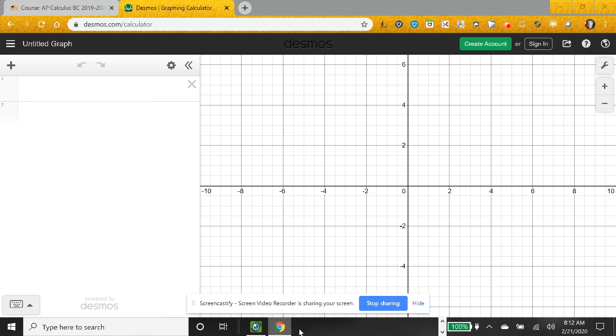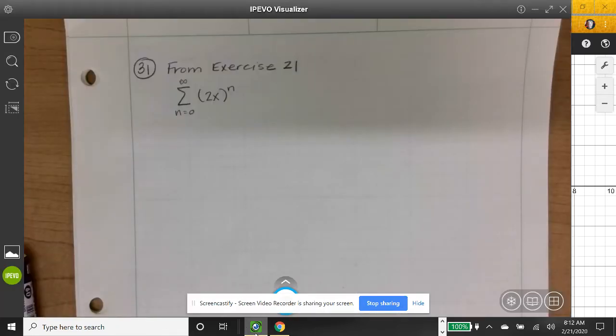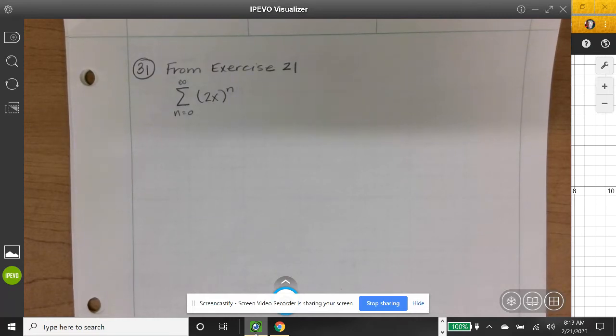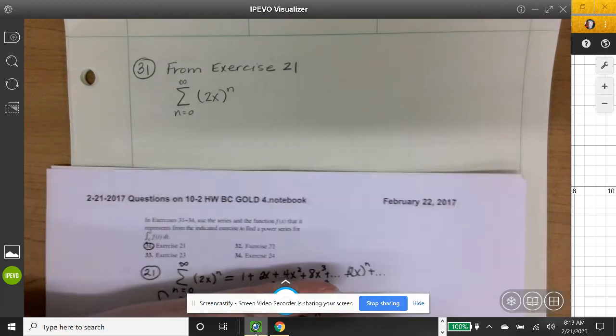Right, so we're going to go over some of the homework that was requested. The first problem from 10.1 was number 31, and they say to take the exercise from number 21 and use the function f of x that we get and use that series you found from exercise 21, and then we're going to integrate it.